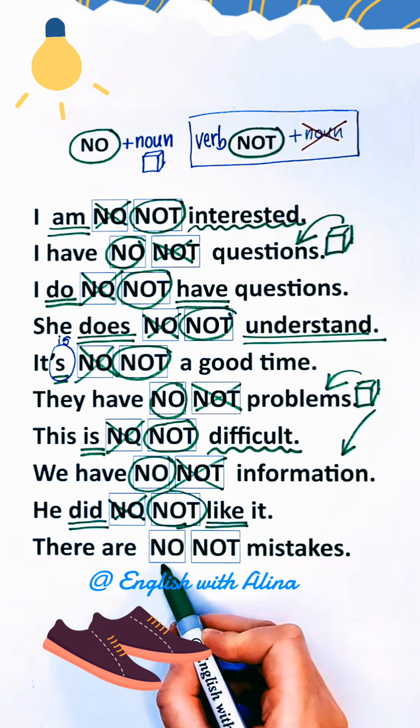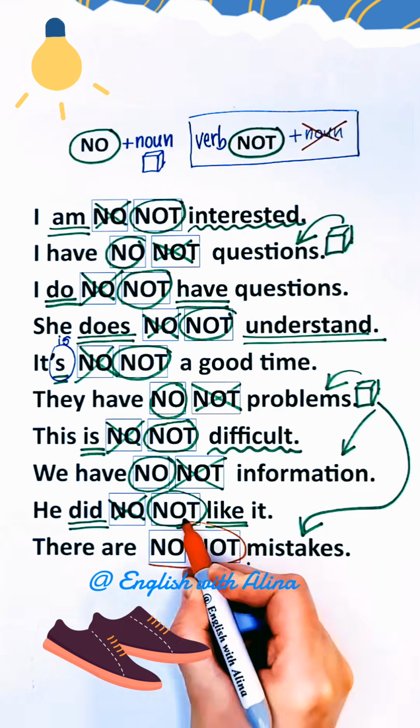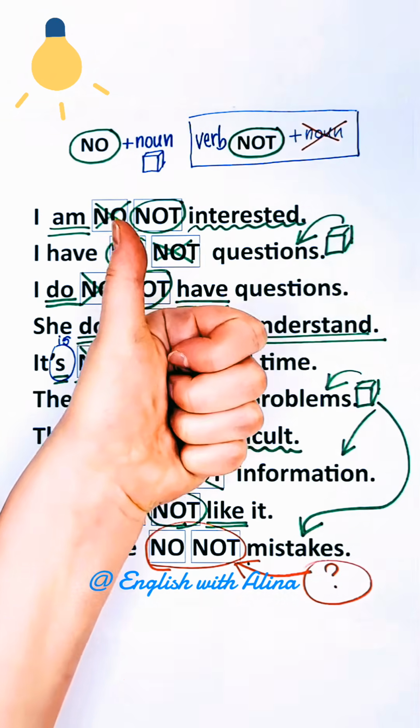There are no or not mistakes. Mistakes is also a noun, so is it no or not? Tell me in the comments.